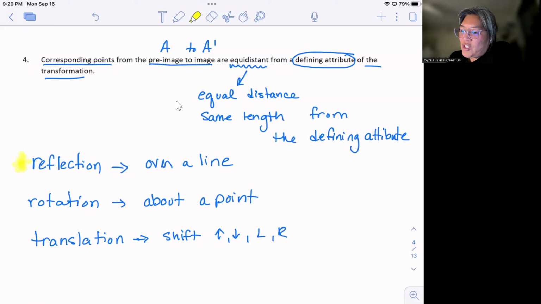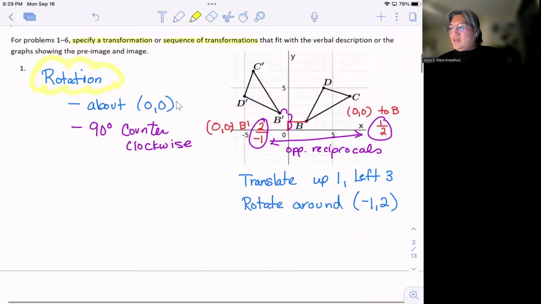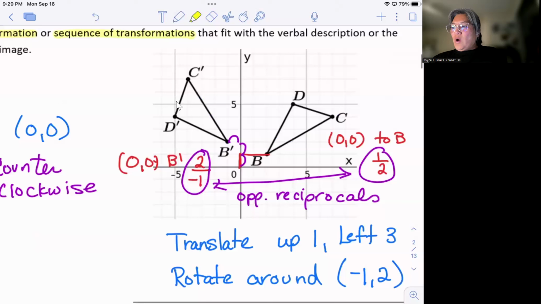Yes, reflection and rotation both are about a specific thing. So a reflection is over a line, a rotation is around or about a point. So when I rotate, let's take this one, when I rotate about that 0,0, there's my 90 degrees. Those two distances are the same. Those two blue distances are the same, aren't they?